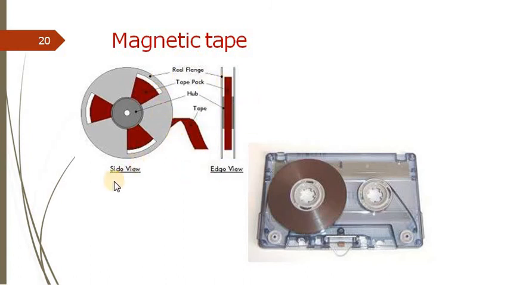So this is the side view, this is an edge view. This position you call the reel flange, this you call the tape pack, this you call the hub, and this you call the tape. So this is what the magnetic tape is.